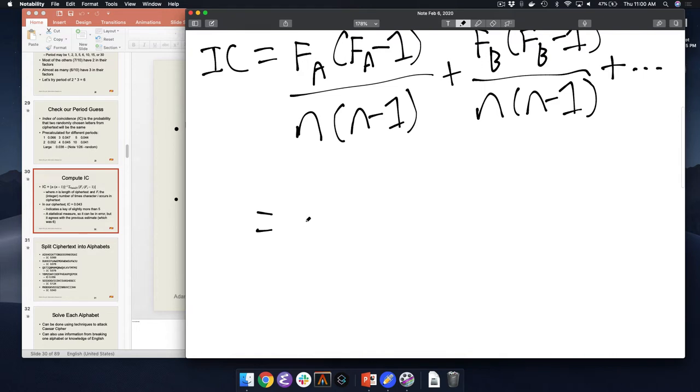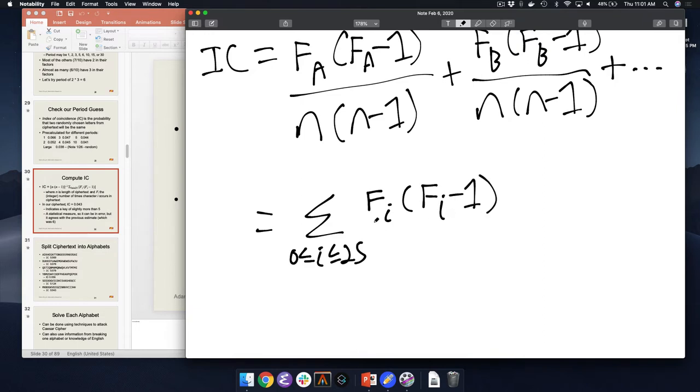And I can do something a little bit nicer. I can say this is the sum of, we'll turn these into numbers now. It doesn't really matter. We can say 0 is less than or equal to i, which is less than or equal to, what do we got? 25 characters. So for all 25 characters, we're going to do the F of i times the F of i minus 1, divided by N times N minus 1. Everyone agree?